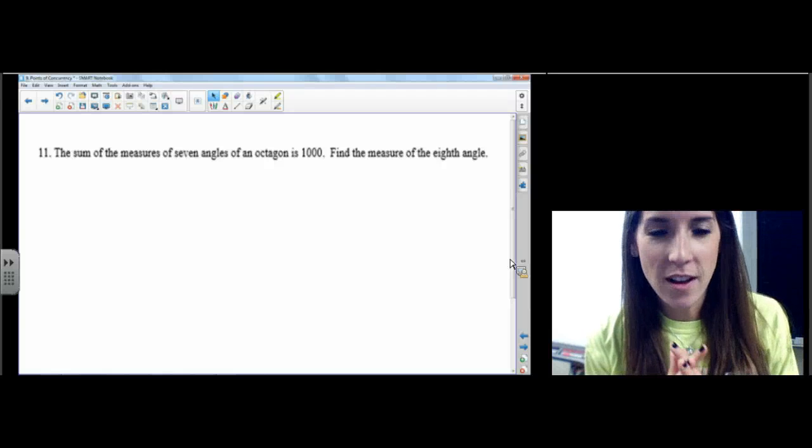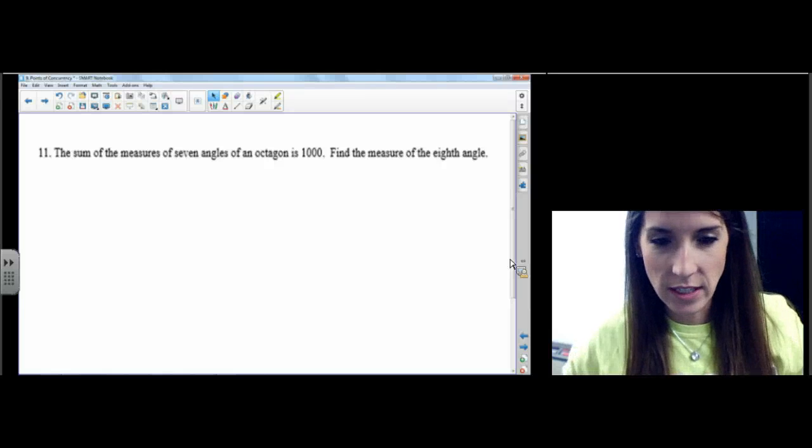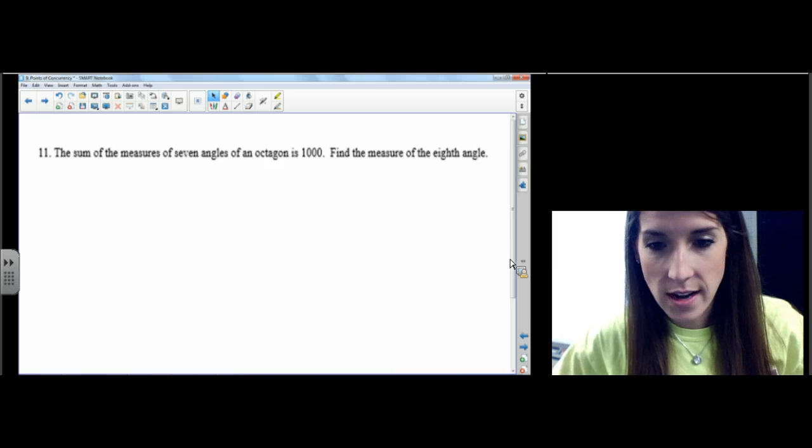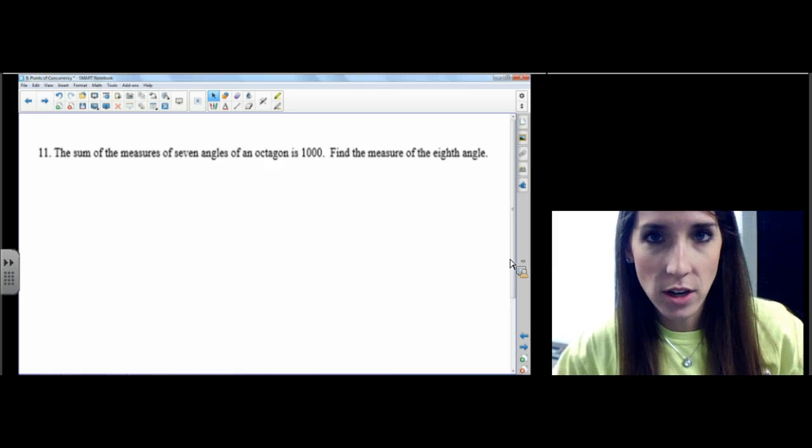Okay, we're looking at the Polygon homework, and we're looking at number 11 to start with, because we didn't really do one like this in class, so let's talk about it. The sum of the measures of 7 angles of an octagon is 1,000. Find the measure of the 8th angle.